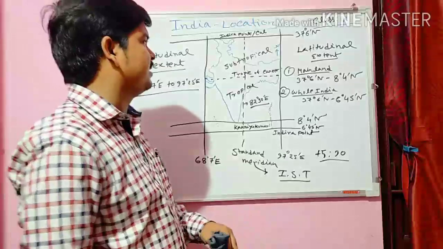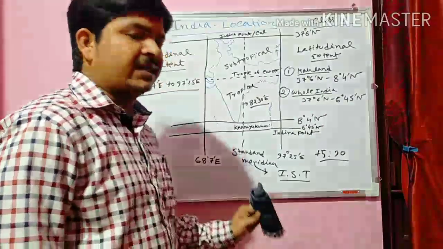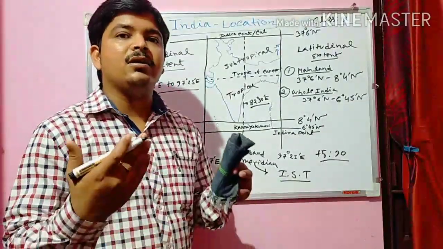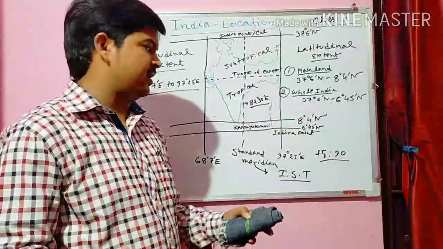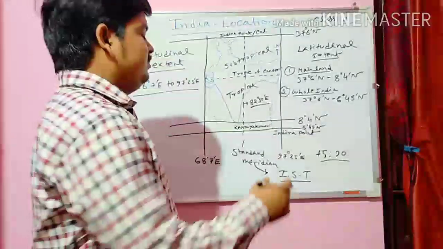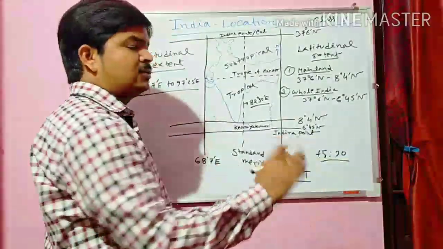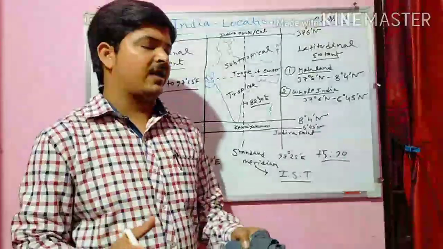But one problem is there with having one standard meridian. Some countries have more than one standard meridian. Just like Russia, they have 4 standard meridians, meaning 4 time zones. Our Earth is also divided into 24 time zones.